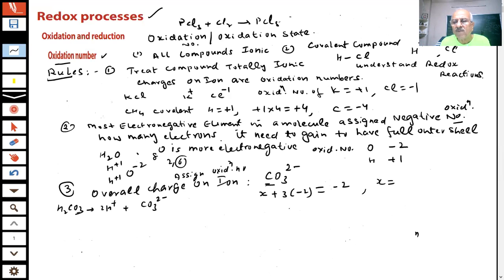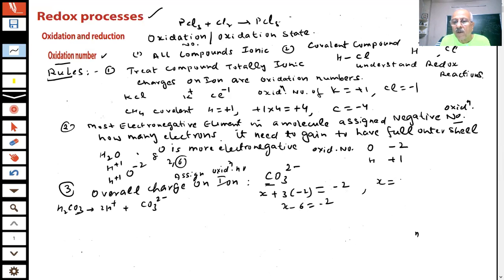What is the value of x? X is minus 6, and then X minus 6 is equal to minus 2. Minus 2, then what is x?